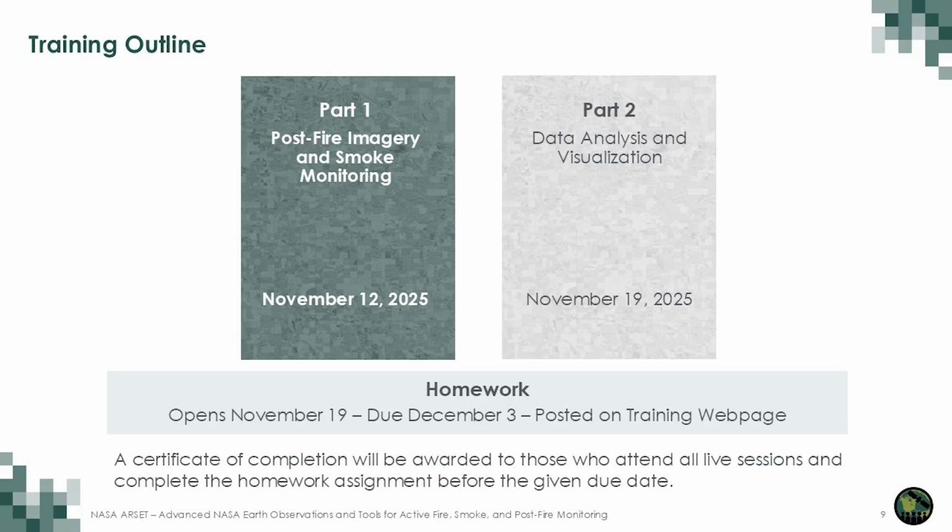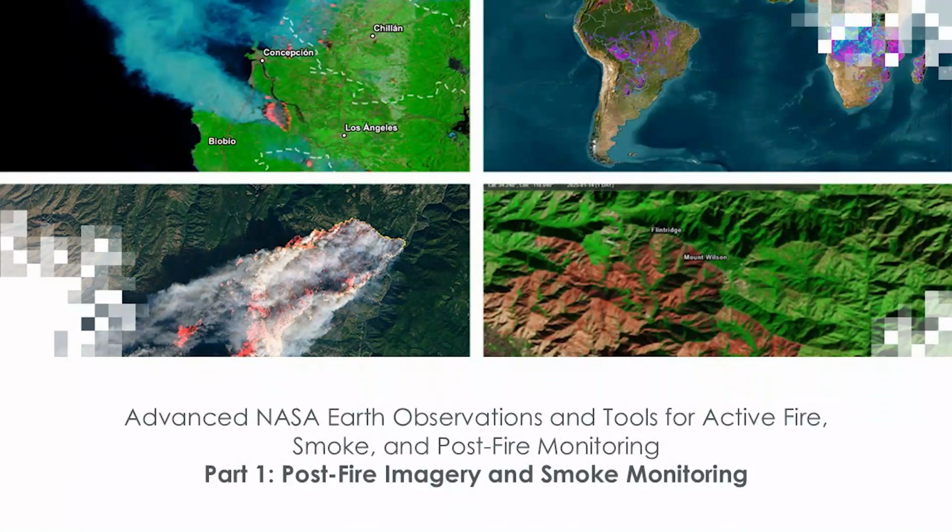So here's our training outline. In part one today, we'll be covering post-fire imagery and smoke monitoring. And then in part two, a week from today, on November 19th, we'll be looking at data analysis and visualization. There'll be one homework associated with this training, and it will be available on November 19th, on the day of our last session. It will be due 2 weeks from there, due December 3rd, and that will be posted on the training webpage. A certificate of completion will be awarded to those who attend all live sessions and complete the homework assignment before December 3rd. So let's start part one.